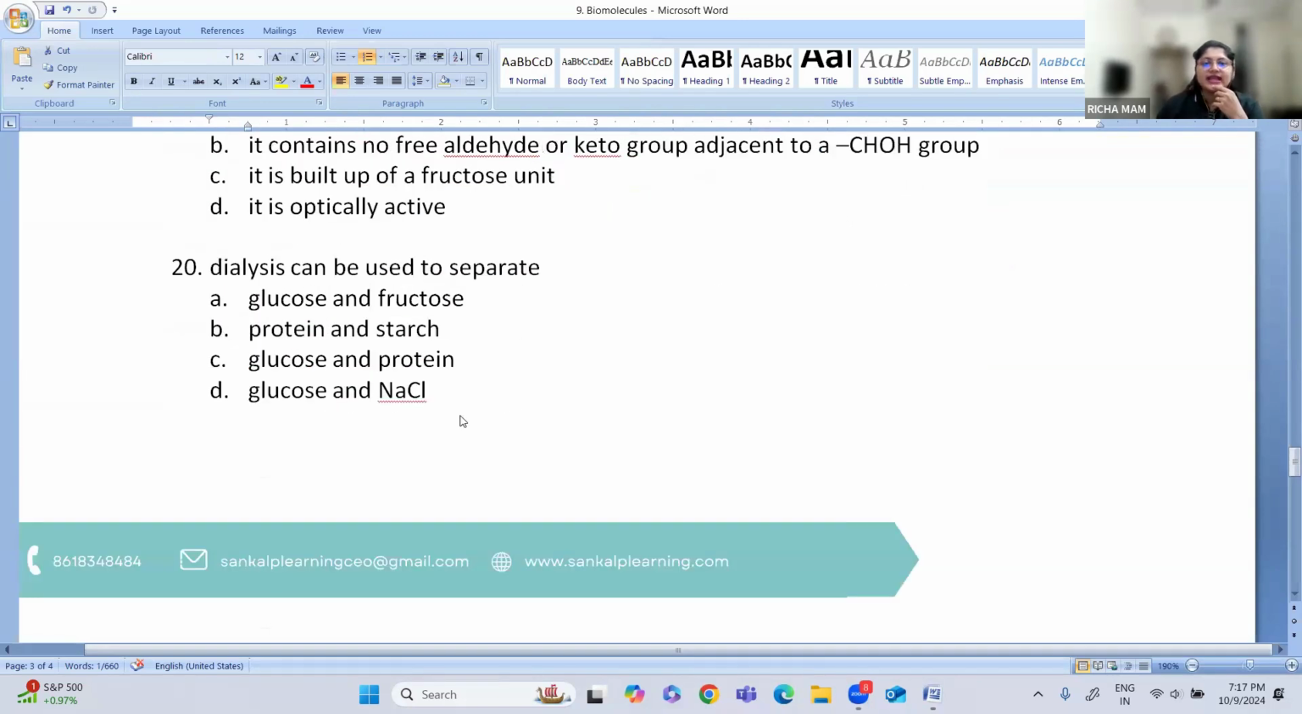Next one, dialysis can be used to separate A, glucose and fructose, B, protein and starch, C, glucose and protein, and D, glucose and NaCl. Yes, dialysis can be used to separate glucose and protein. So option number C. Whenever dialysis is there, you can separate the glucose and protein. Fine. Option number C is the answer.